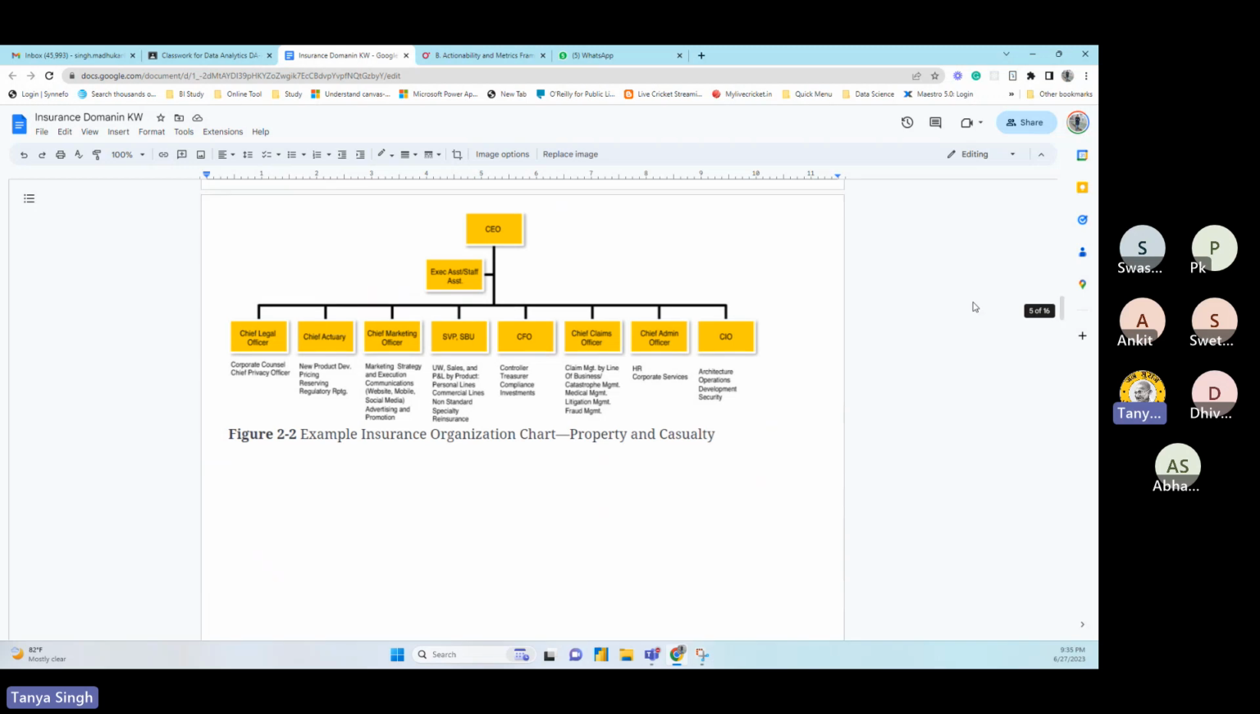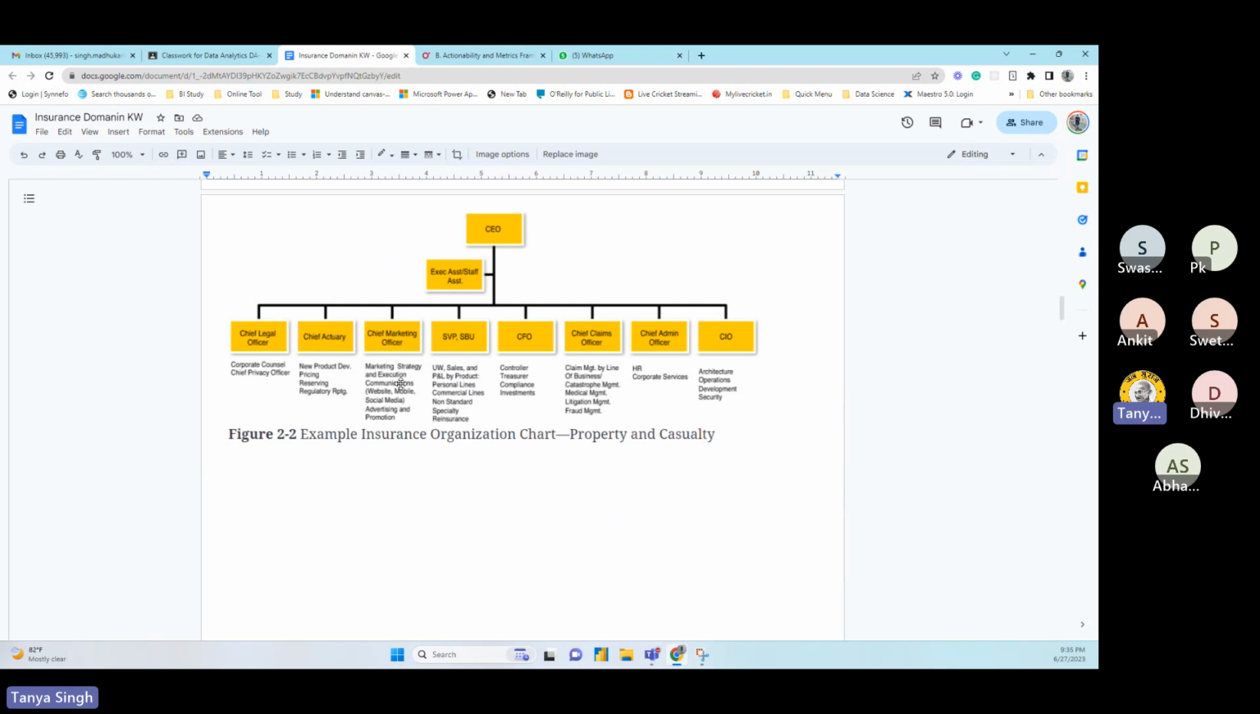This section is a very high-level look at how the org chart looks in any insurance company. Definitely any company has a CEO, but then there is a legal officer and a chief actuary. You see, actuarial is a separate department in parallel, directly reporting to the CEO, because it's very, very important. They look after new product development, pricing, reserving, and all that. So the chief actuary is there.